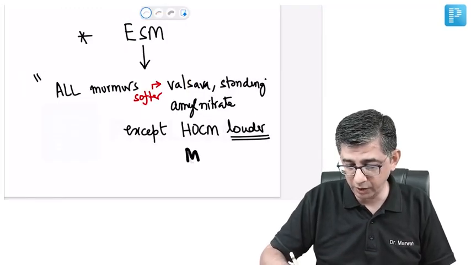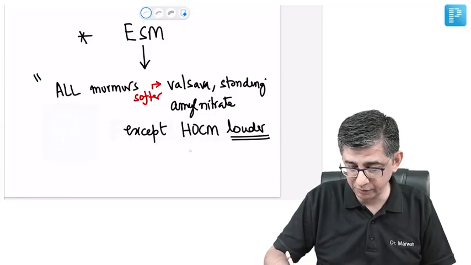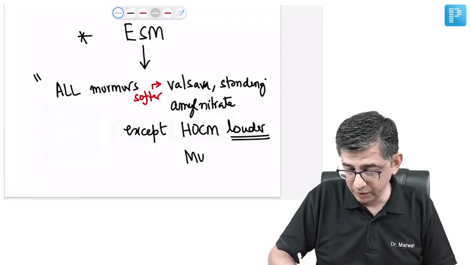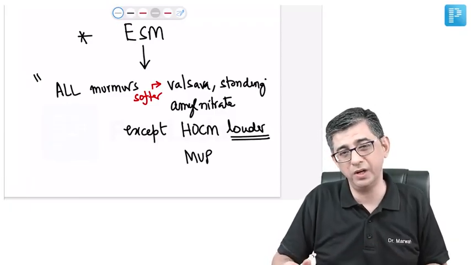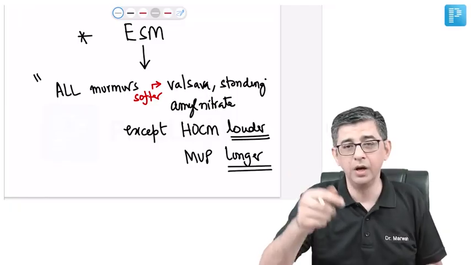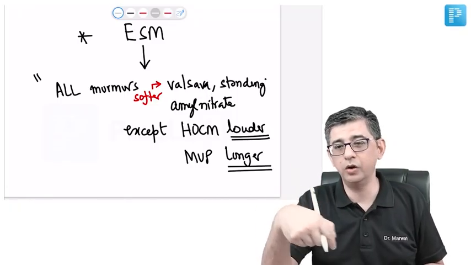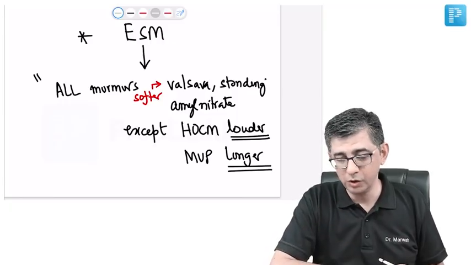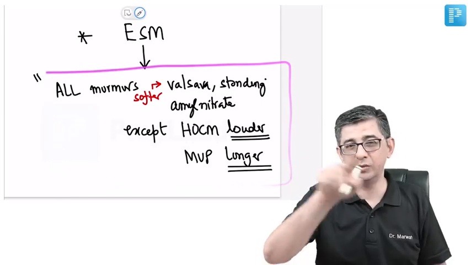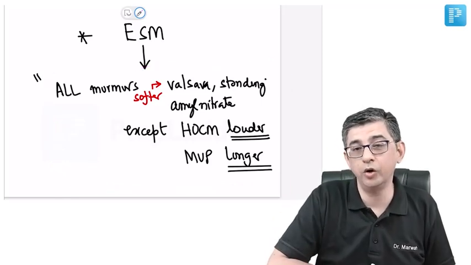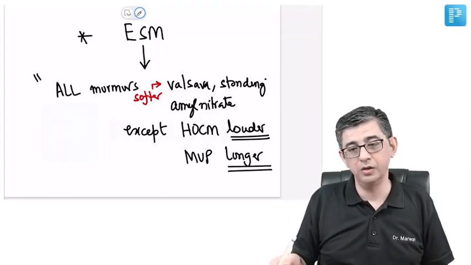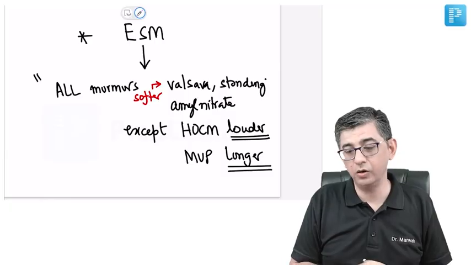But with respect to mitral valve prolapse, the terminology is again different. So let's just look at the terminology part and sort this out. Very closely related terms, and therefore a high incidence of errors is what I have seen. HOCM murmur becomes louder, but MVP murmur becomes longer, and in the exam, that louder part and the longer part, some error of judgment can be present. So do remember this statement. In fact, I would suggest you write down this statement once for yourself so that it gets imprinted into your memory. All murmurs decrease with Valsalva, standing, amyl nitrite, except HOCM and MVP. The situations which I mentioned are the louder part and the longer part.